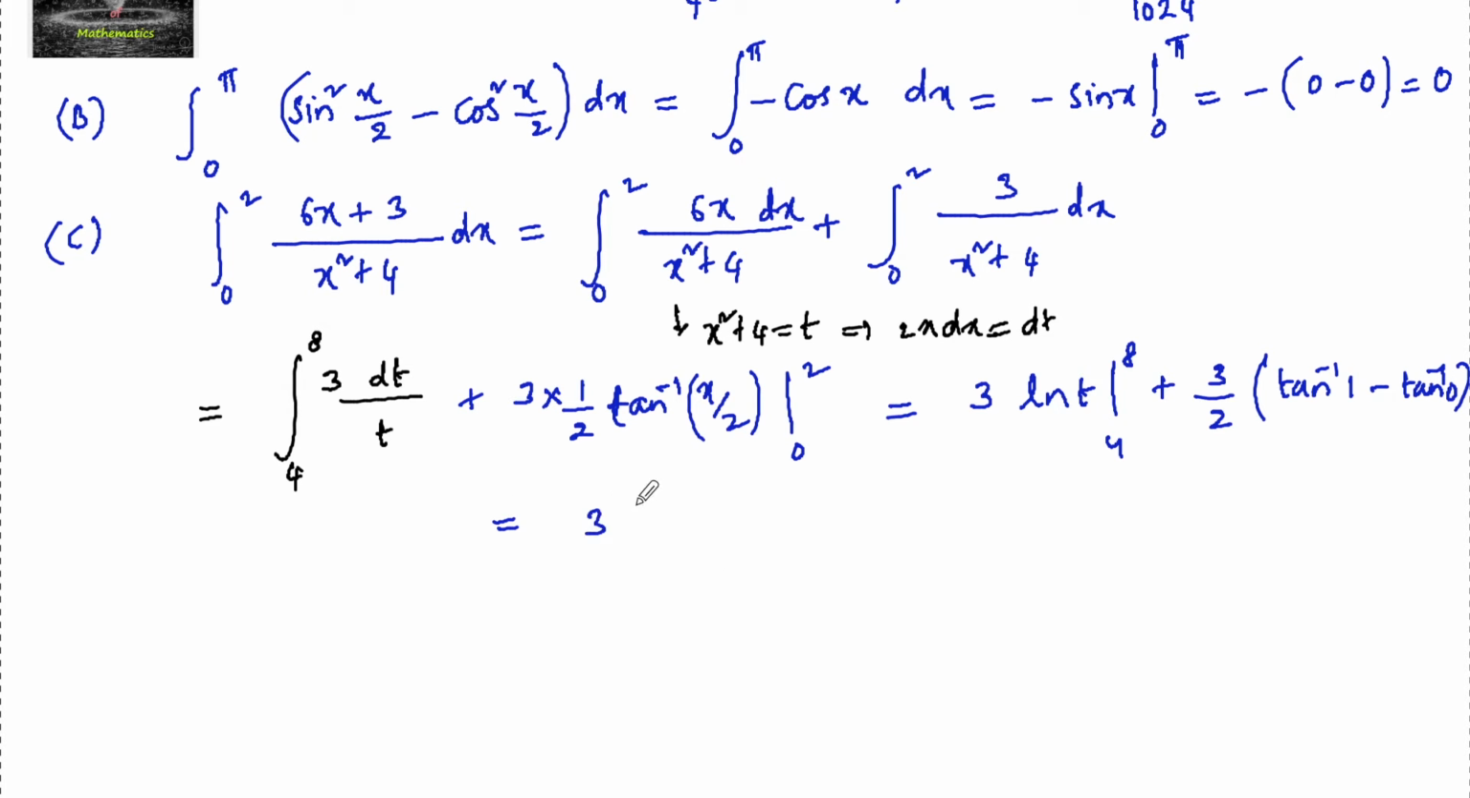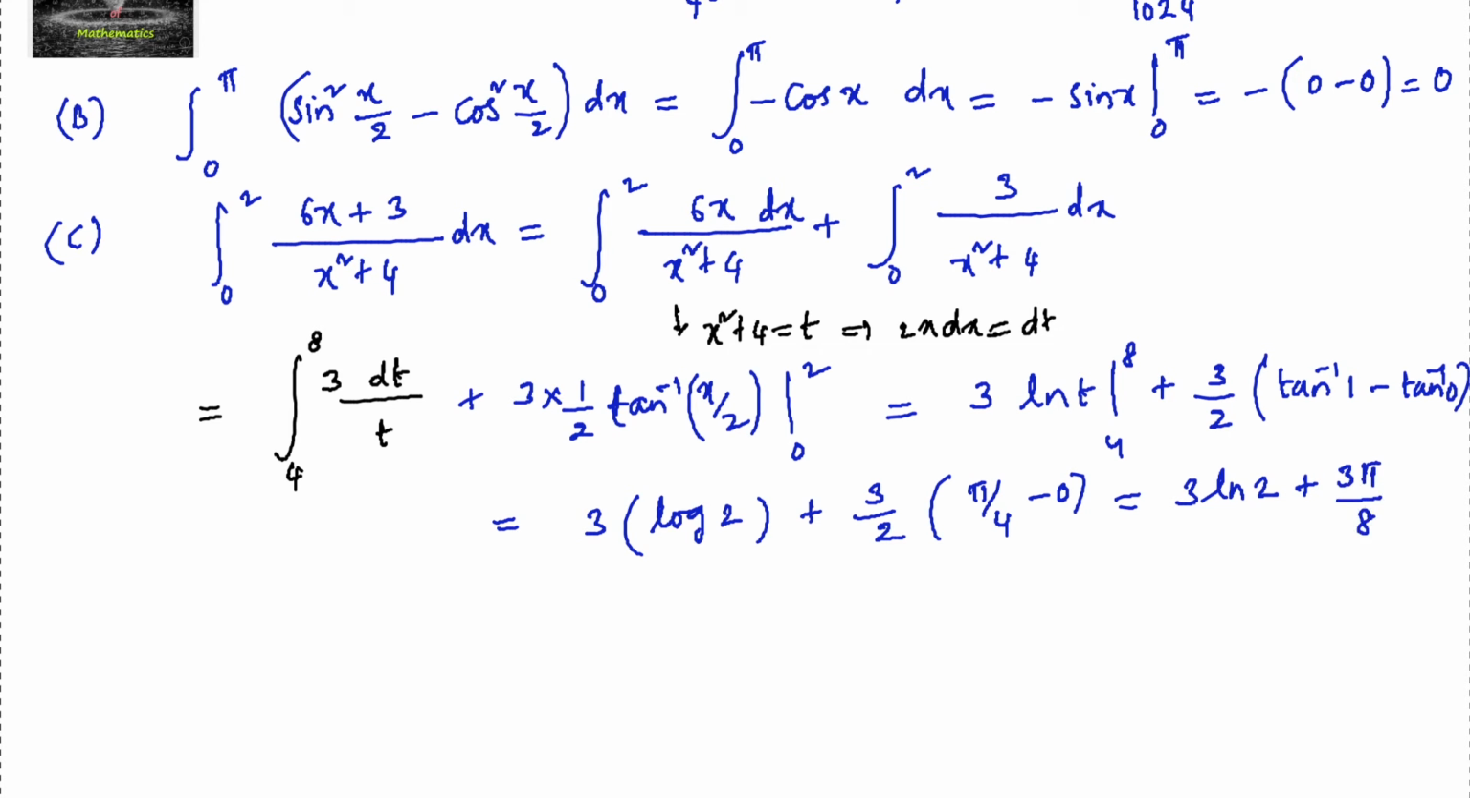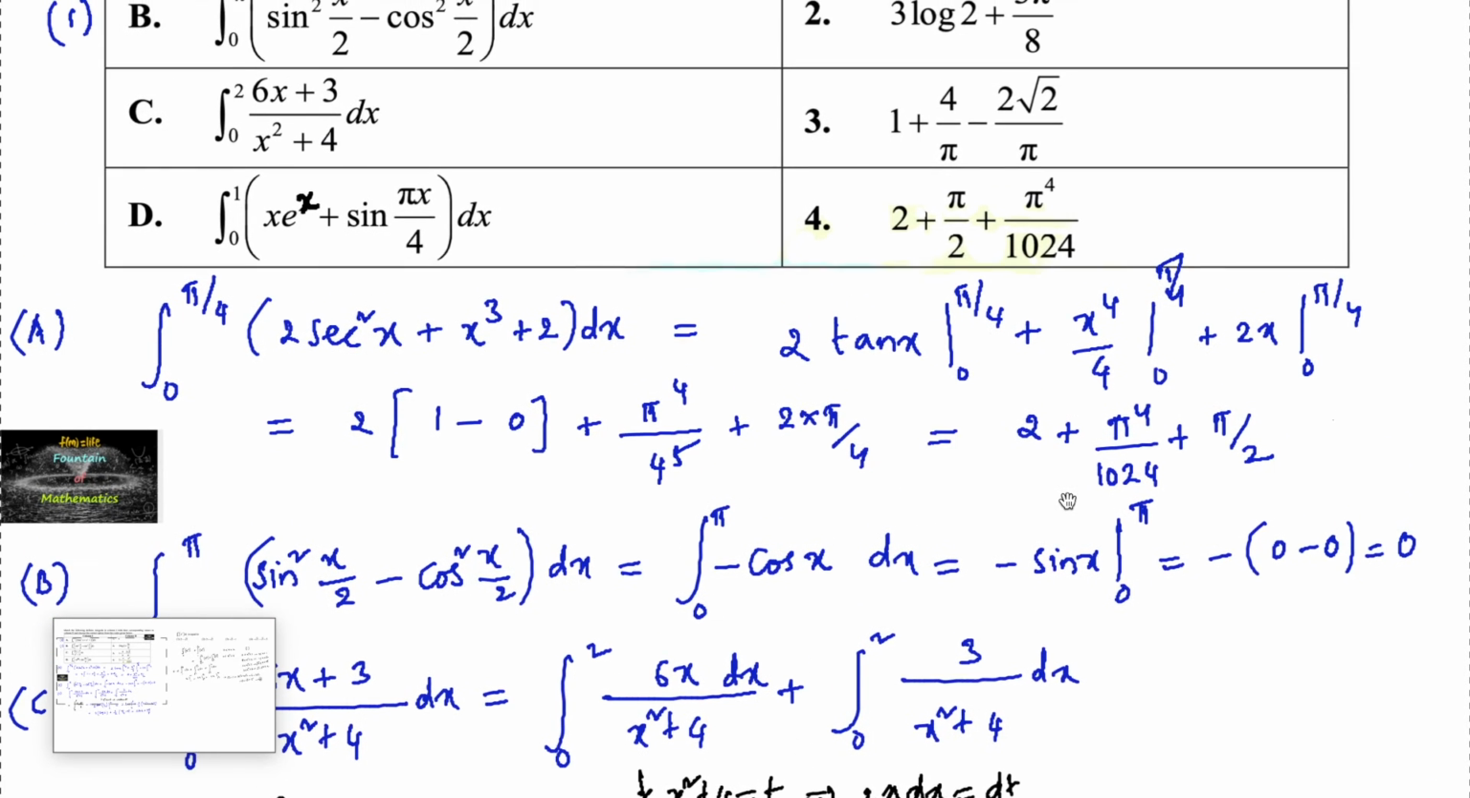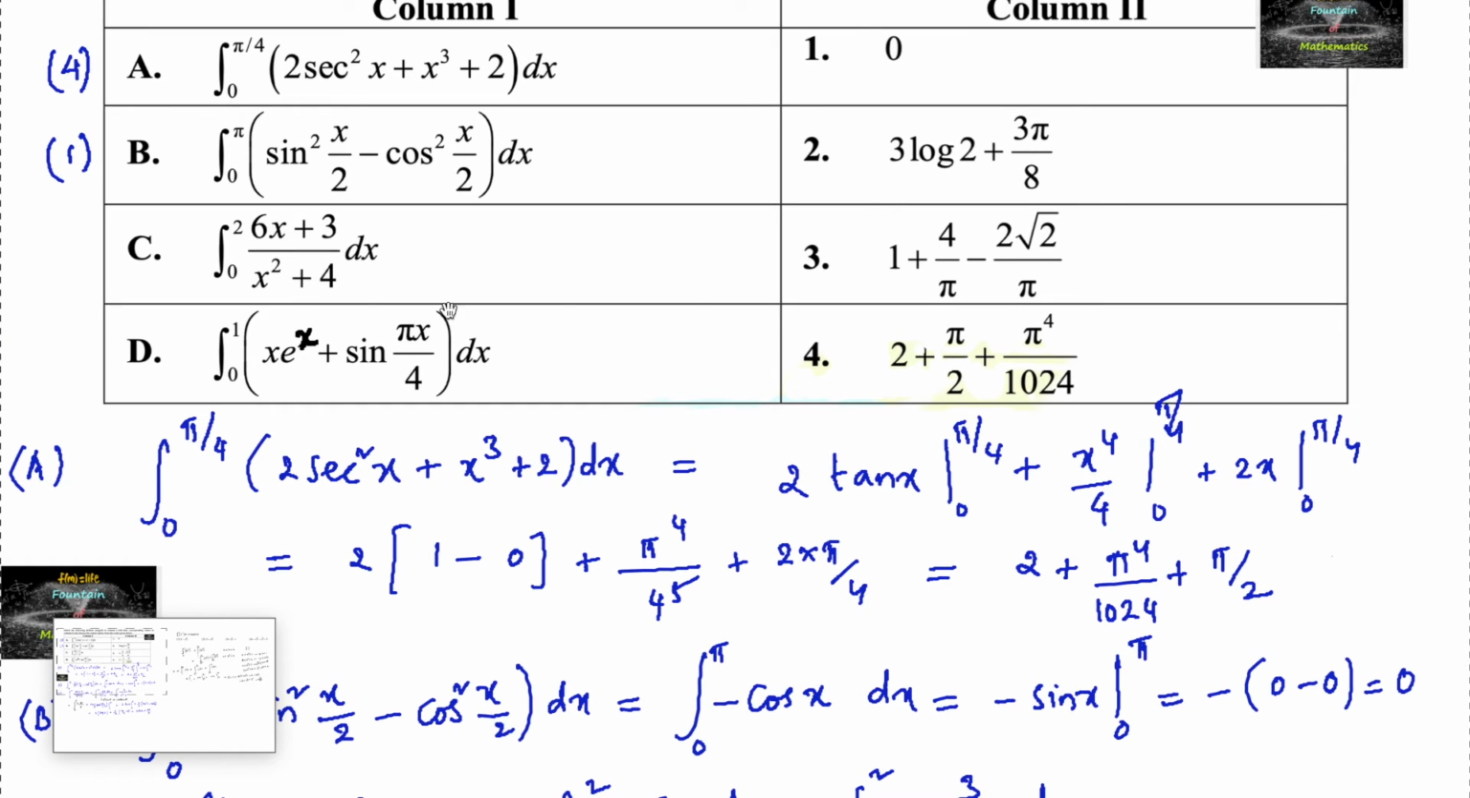which is equal to 3 times of log 8 minus log 4, that is log 8 by 4, that is log 2, 3 times log 2, plus 3 upon 2 tan inverse of 1 is pi by 4, and again tan inverse of 0 is 0, so finally we can give 3 log 2 plus 3 pi by 8, so this is an option. 3 log 2 plus 3 pi by 8 is the second option, so we can go with c is the second option.